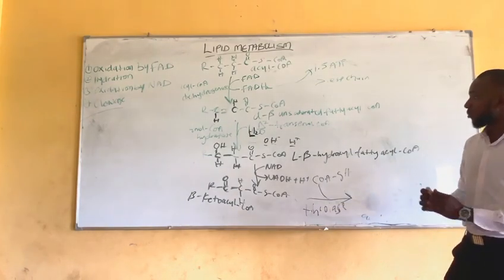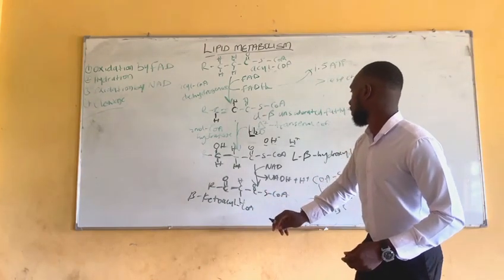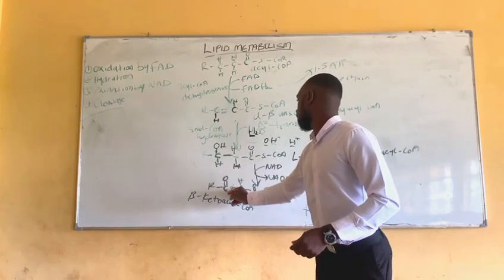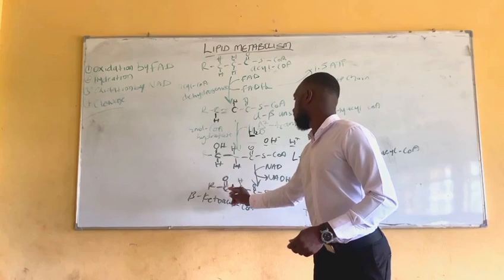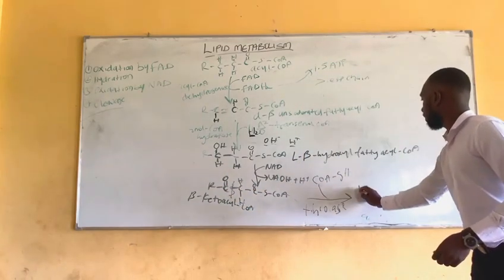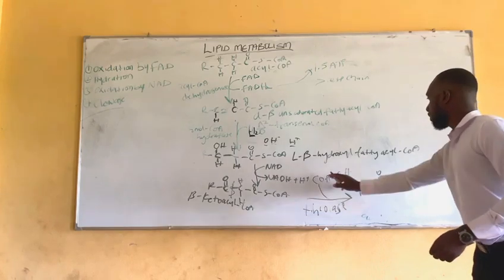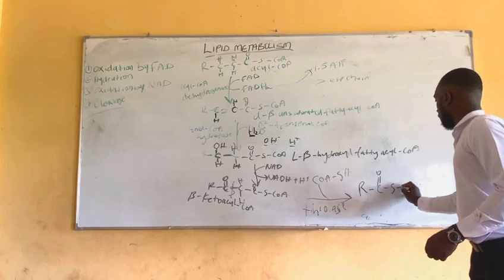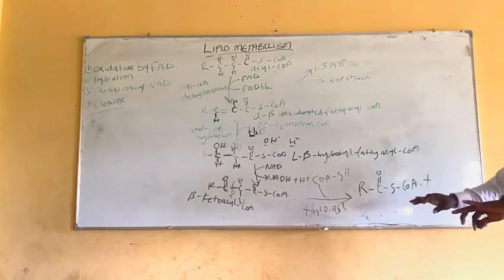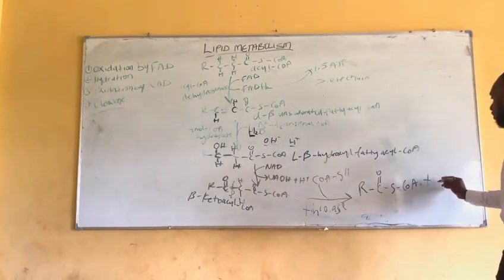So now see what will happen here. There will be a cleavage at this point here. So this coenzyme A will now enter here. There will be a cleavage, forming two products. That's division, splitting, forming this one and then this one here now. This is it here.